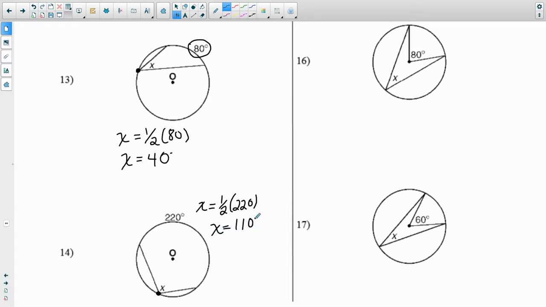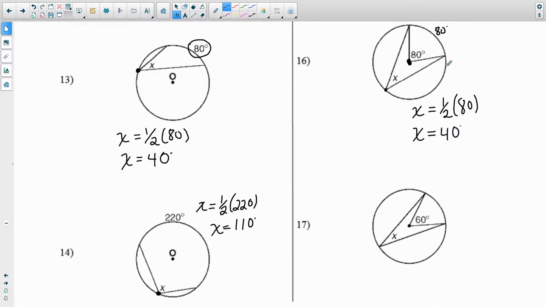Now here, these are combined problems. So in this problem, I could see that this point, if I don't have the given covered up, is the center, making that 80-degree angle a central angle. Well, central angles are exactly equal to the intercepted arc, which would make this also 80 degrees. And now I can look at this inscribed angle and say that x is equal to exactly 1/2 of 80 degrees. My x would be equal to 40 degrees.